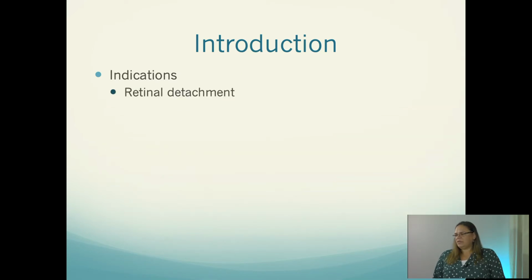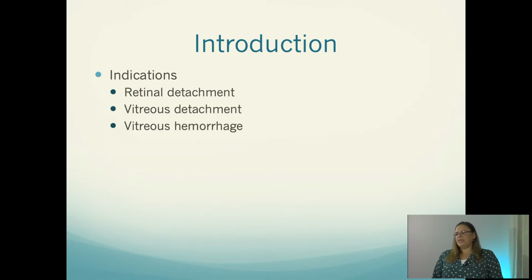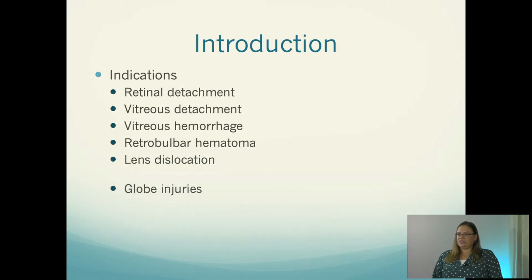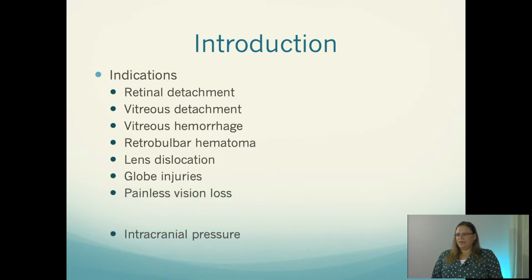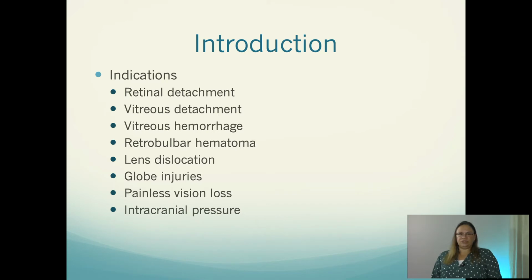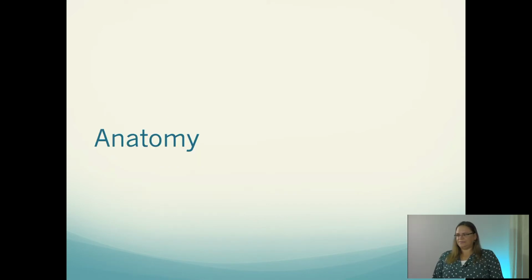So there's lots of things we can look at with the ultrasound. We can look for retinal detachment, vitreous detachment, vitreous hemorrhage, retrobulbar hematoma, lens dislocation, globe injuries in general, and assess for painless vision loss, as well as for intracranial pressure, and we'll talk a little bit about each of those in depth using case representations. So we'll start by going over the basics of the anatomy.